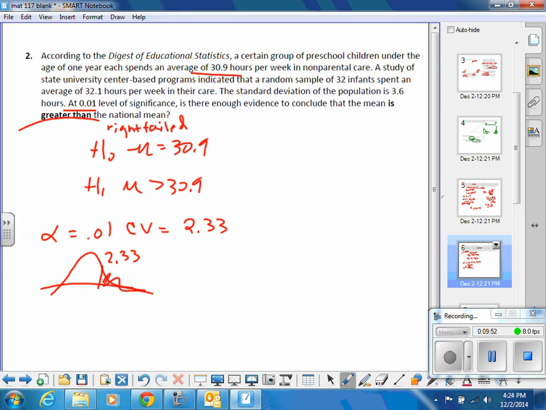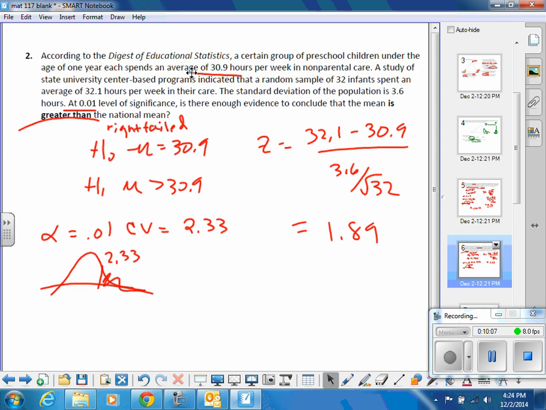Same formula as the last problem. So Z is equal to 32.1, the test value that they're claiming here, minus 30.9, all over 3.6 over the square root of 32. Punch that in the calculator, I get 1.89. Sorry, that's over there. So we do not reject. And if I had to summarize, I would say that there is not enough evidence to conclude that the mean is greater than the national mean. Something along those lines.